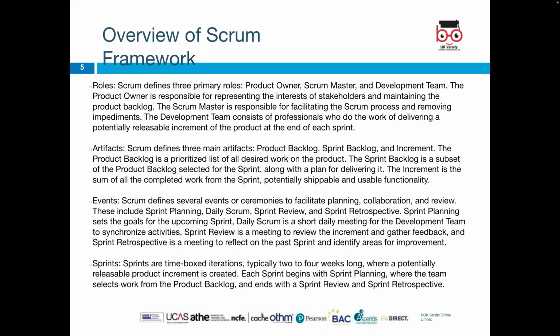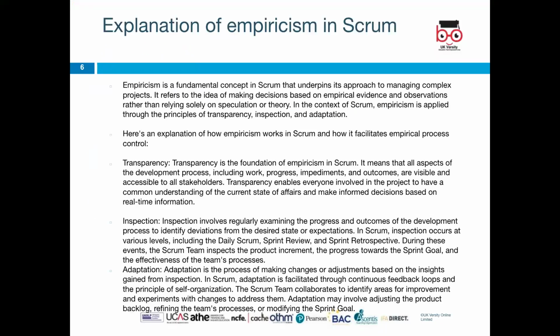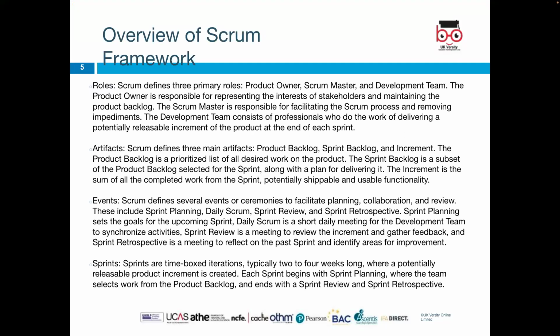So, overview of the Scrum framework. We have roles, we have artifacts, we have events, and we have sprints. Scrum defines three primary roles: product owner, Scrum master, and development team. The product owner is responsible for representing the interests of stakeholders and maintaining the product backlog. The Scrum Master is responsible for facilitating the Scrum process and removing impediments. The development team consists of professionals who do the work of delivering a potentially releasable increment of the product at the end of each sprint.